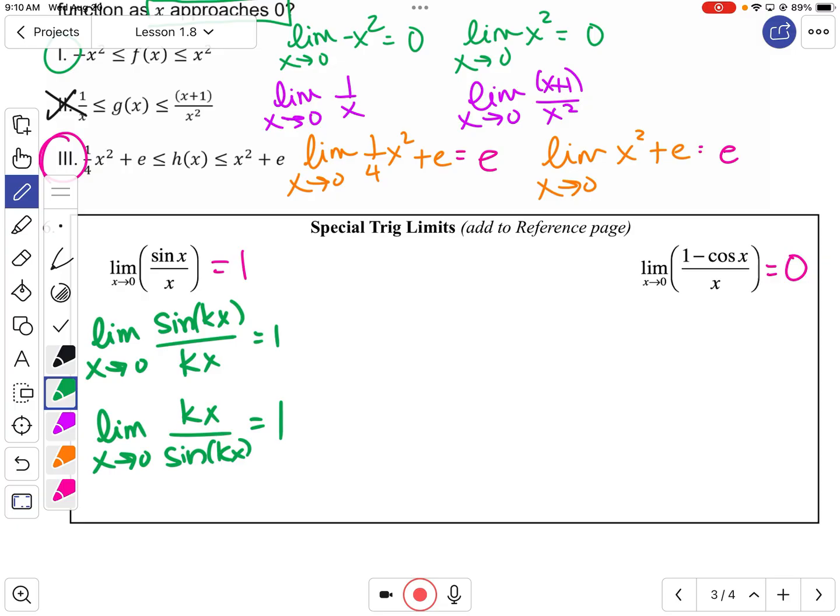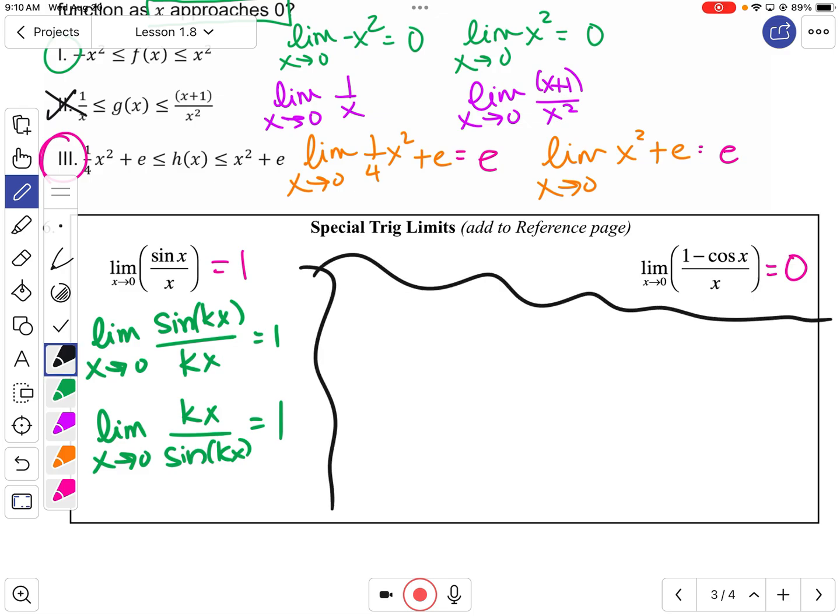Now, I'm going to take a second and show you the algebra behind that second one, why it's true. You will not have to prove this time and time again, but I want you to see it, because it's not beyond the scope of what we can do. I refer to these as our special trig limits. Remember when we did radicals, we used a conjugate? Well, we can do that with this as well.